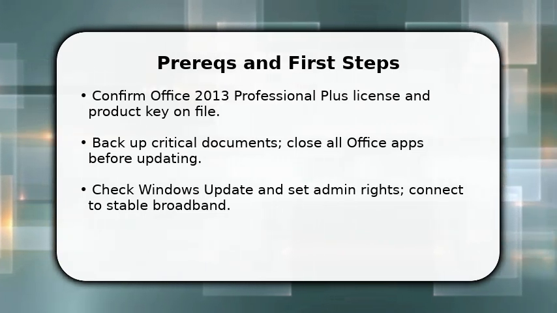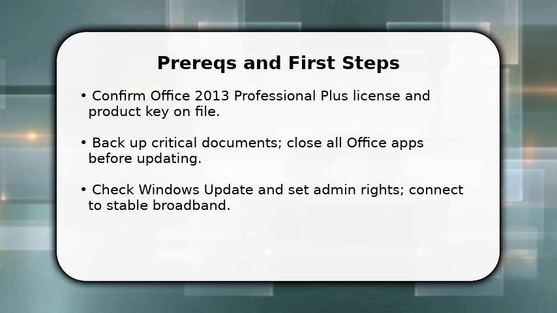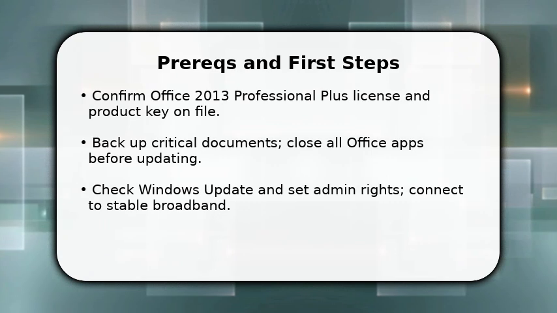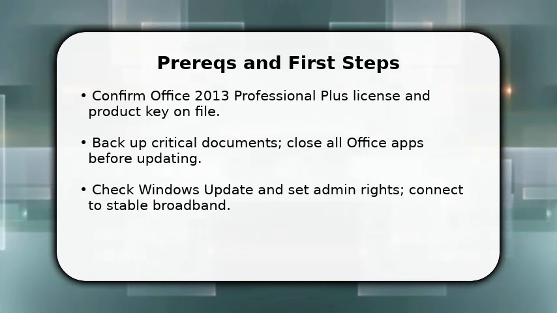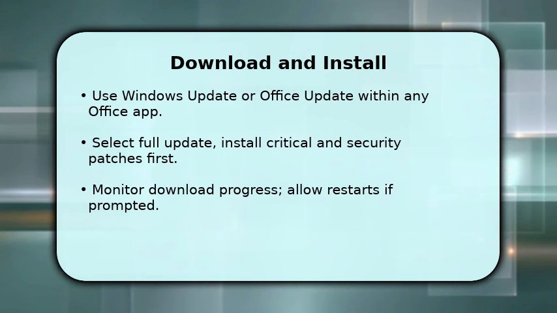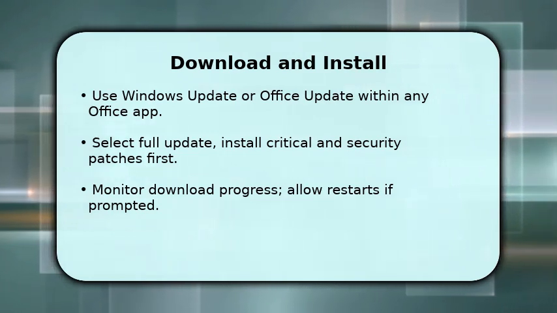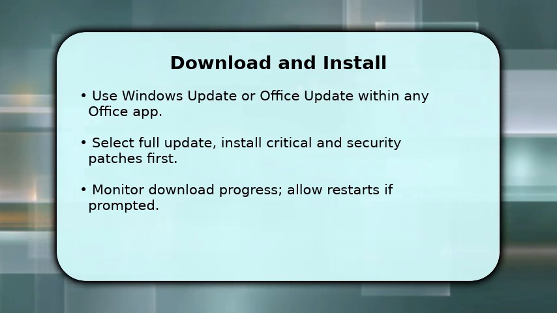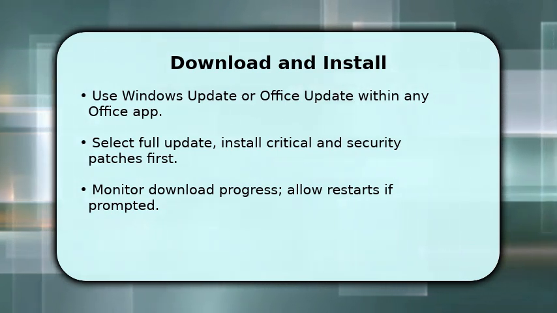Locate Microsoft Office Professional Plus 2013 so you can start the update procedure directly from the application or Windows Update. Now you initiate the update. Open an Office app, go to File, Account Update Options and choose Update Now, alternatively run Windows Update. Choose to install critical and security patches first to close vulnerabilities.